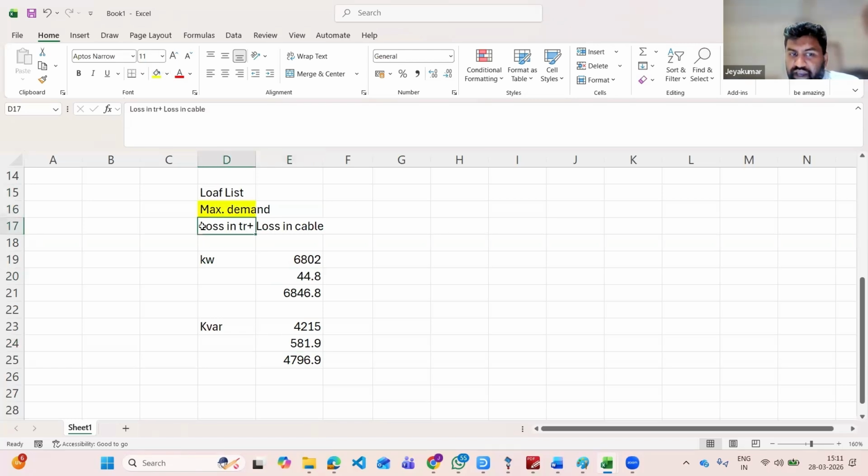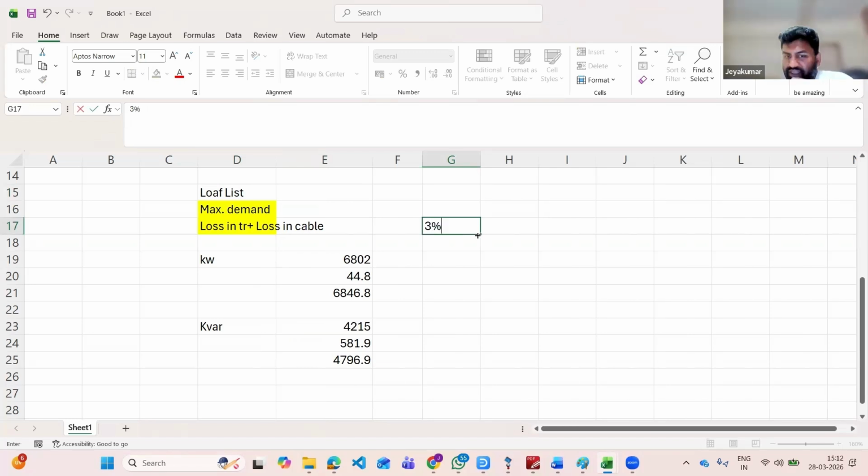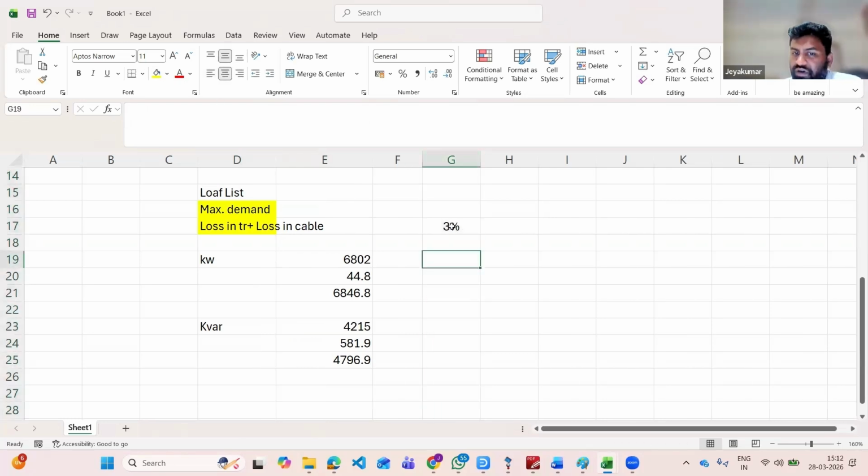Not only this, you also need to add the losses in the transformer and losses in the cable. Typically, while designing itself, you may not be able to find that out. So when you are starting from scratch, you have to consider 3%. But once you develop the single line diagram, and length and everything is known, then this percentage can be optimized. Maybe it may become 2%, or typically the losses will come within 1 or 2%. Within 3% maximum, it would not go, because too much loss means the energy is wasted.